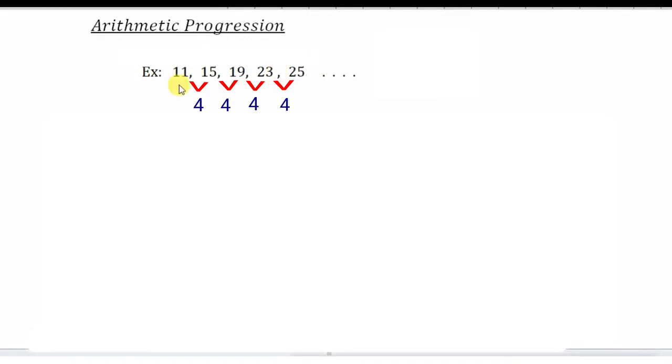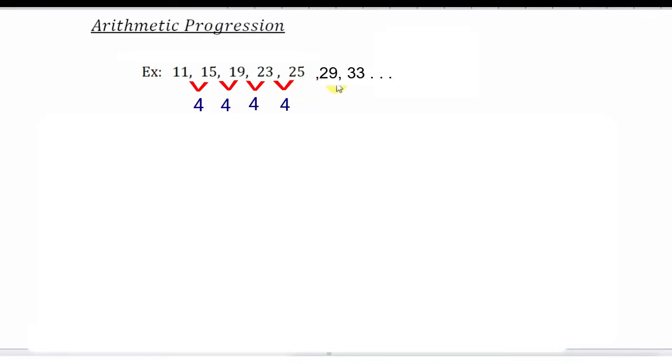So when you know the common difference of any sequence, you can always find the next number of the sequence. Here the common difference of the sequence is 4. So 11 plus 4 is 15, 15 plus 4 is 19, 19 plus 4 is 23, 23 plus 4 is 27. And the next number will be 27 plus 4, 31, 31 plus 4, 35, and so on. So when you know the difference of the given sequence, you can easily find the next number of the sequence.